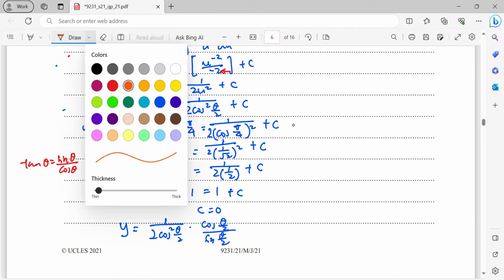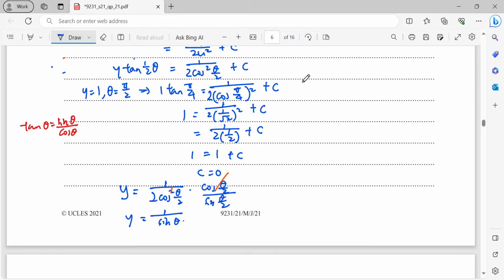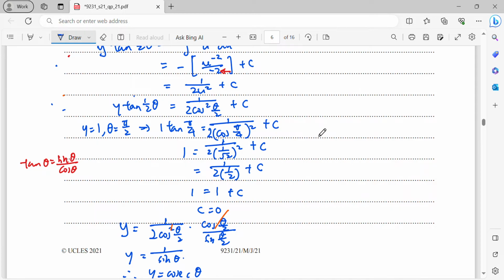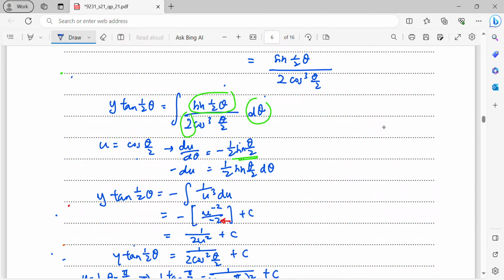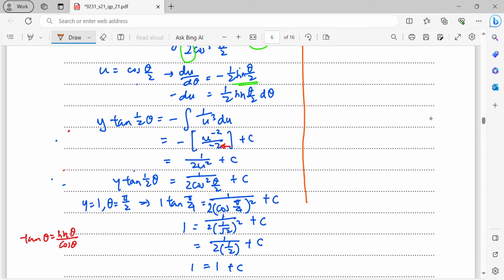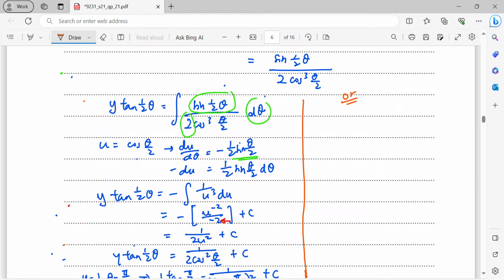So now to get the simplest form, the cos will be cancelled off here. Then I get 2 cos sine. 2 cos sine is basically sine theta. So 1 over sine theta is basically cosec. So this is your final answer if you use this method. And as I've mentioned to you just now, we have 2 methods for this integration. So now I'm going to show you the second method, how to integrate. So this is all.